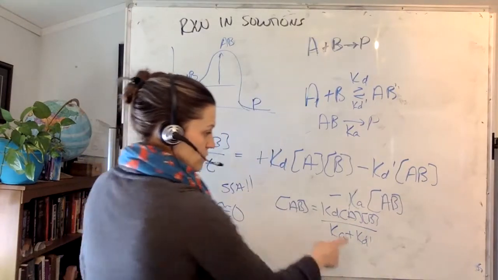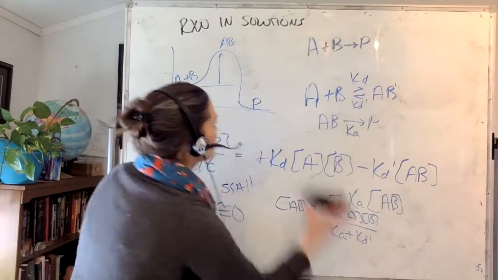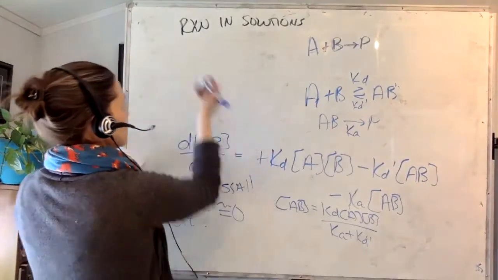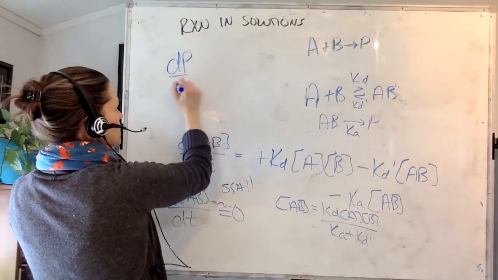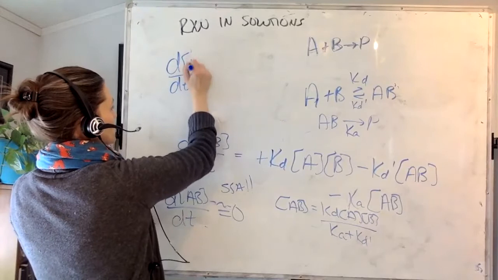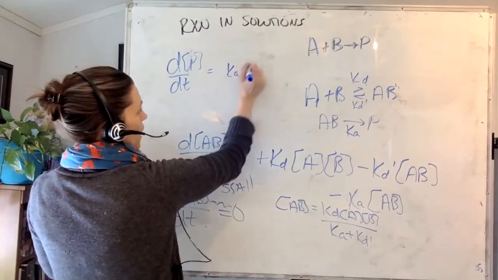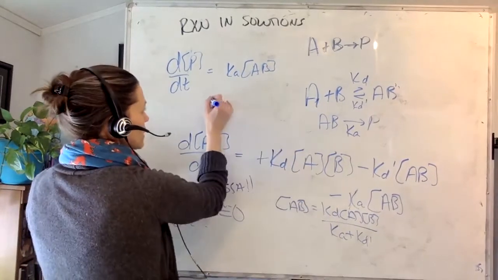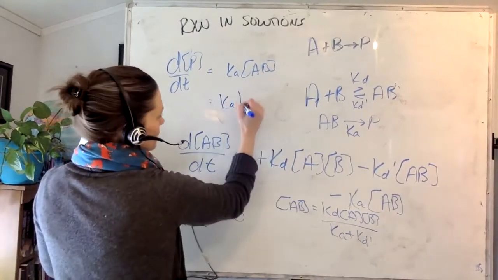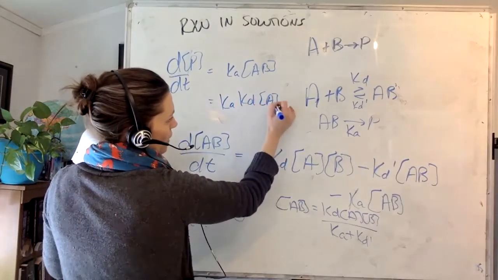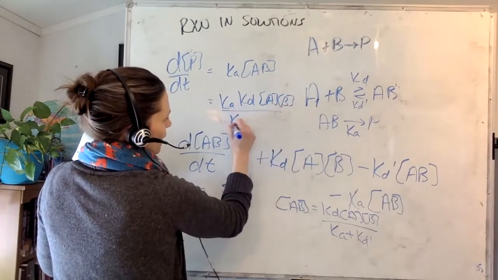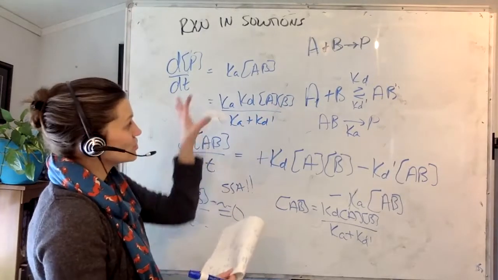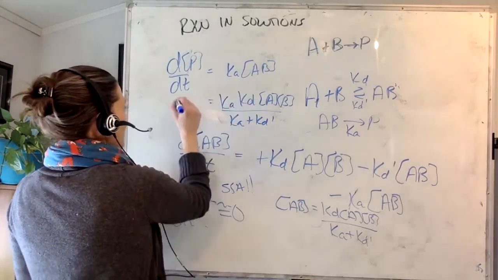And we know that dP/dt, make this concentration P, is equal to Ka times the concentration of AB. So then I can just plug this in to this, and that gives me Ka times Kd, concentration of A, concentration of B, divided by Ka plus Kd prime. Cool. So this is the rate of our product formation right here.